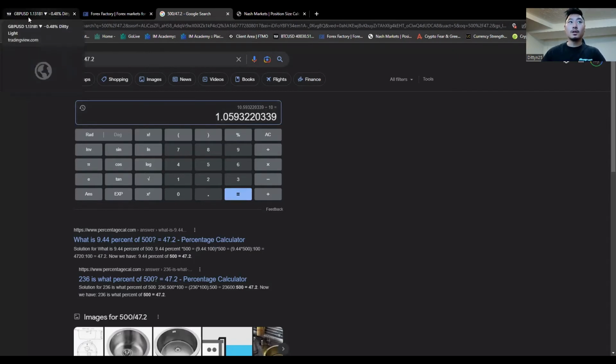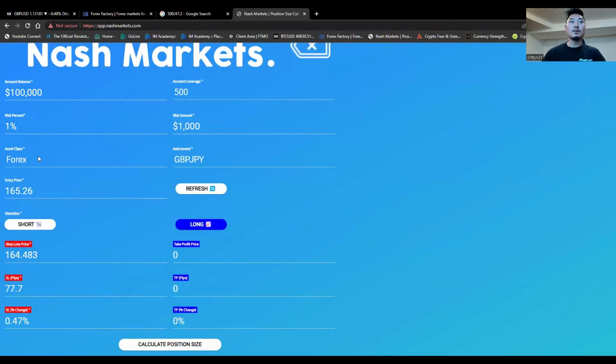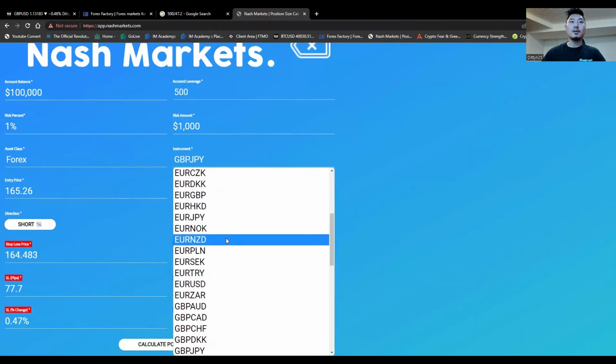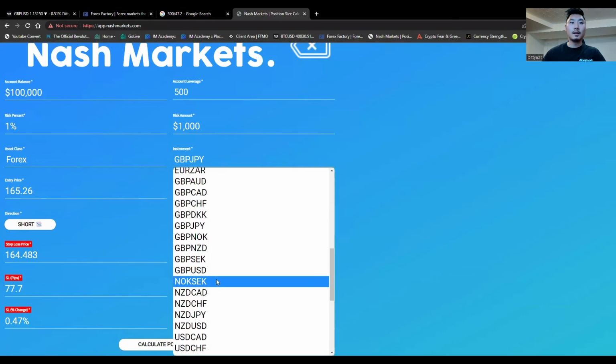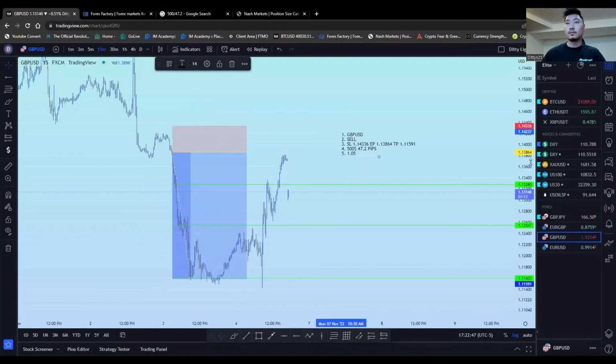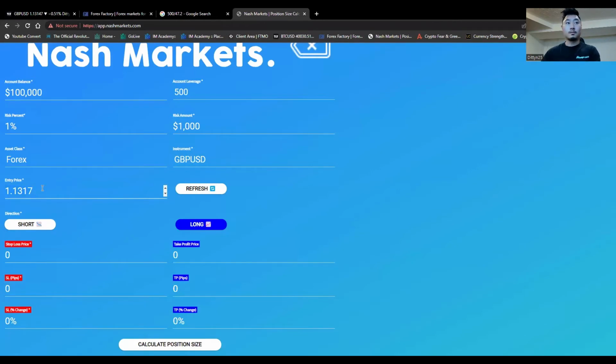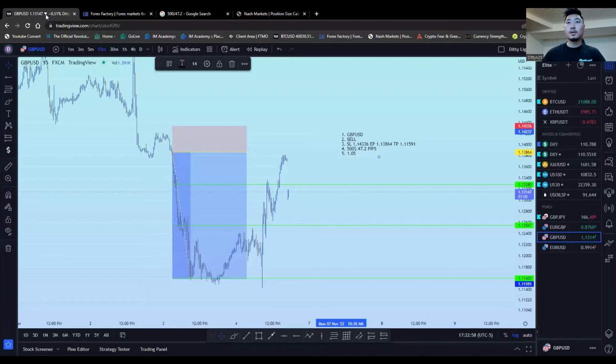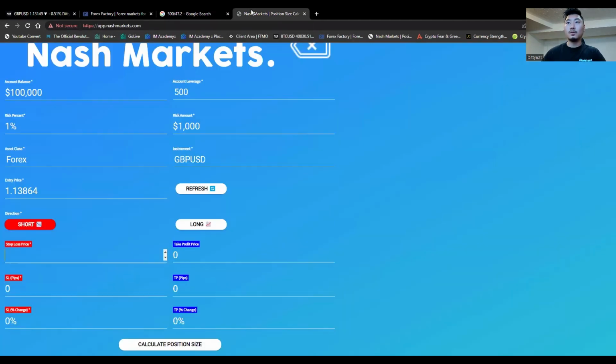So we're going to do the same thing here on Nash Market and see what it gives us. GBP USD, right? The entry price was 1.1386.4. There we go. Short, right? It was a short position, and the stop loss is 1.14336. There we go. 47.2 pips that I'm risking.